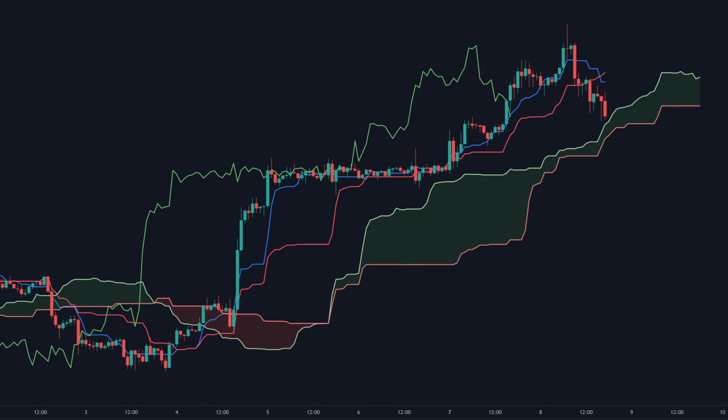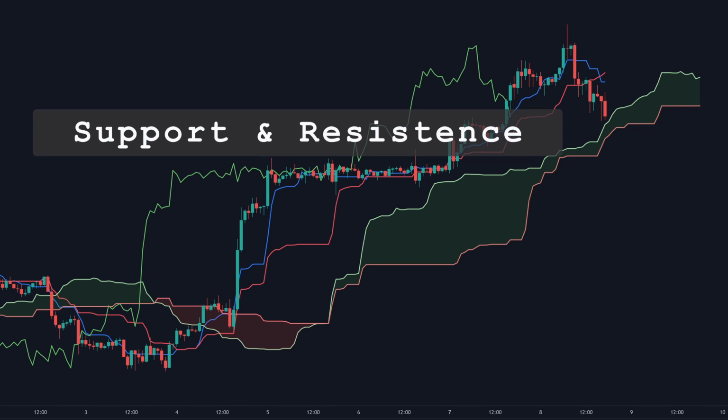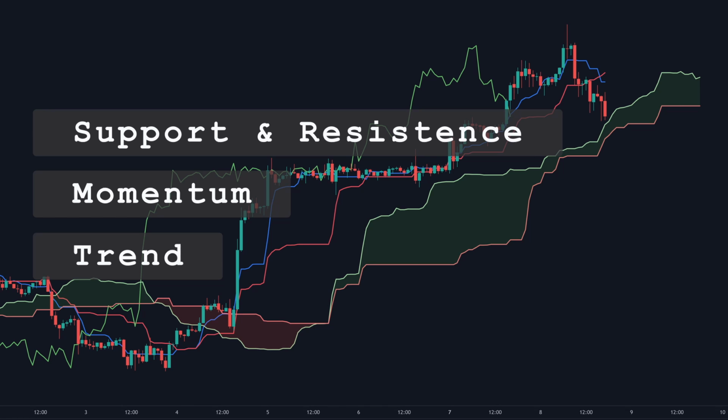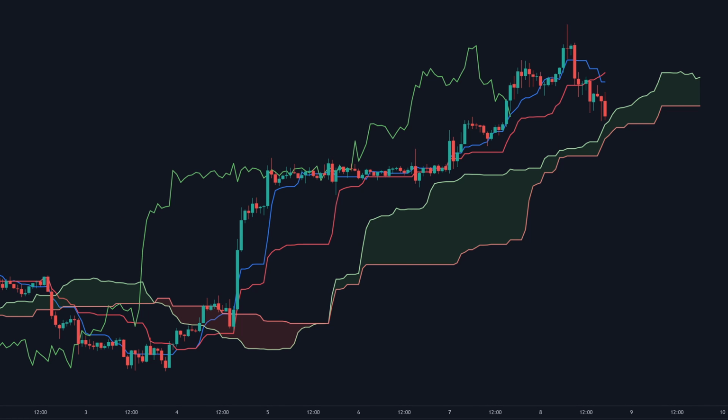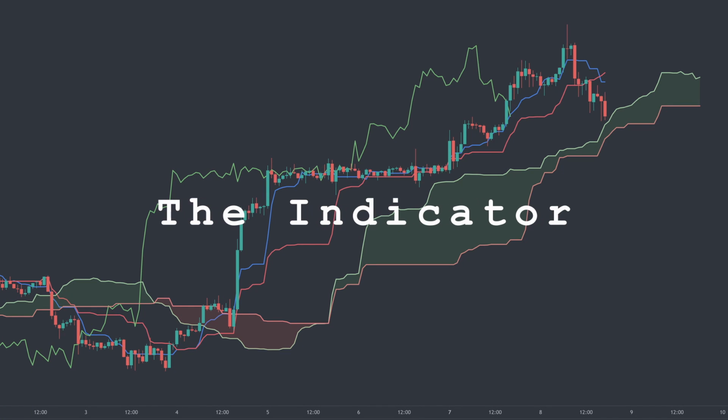As I said in the beginning, we will use for this strategy only one indicator. That's because the Ichimoku Cloud claims to be an indicator that shows support and resistance levels, as well as momentum and trend directions. So that alone should give us an edge in the market and give us a winning strategy, right? Let's find that out after we understood the indicator.